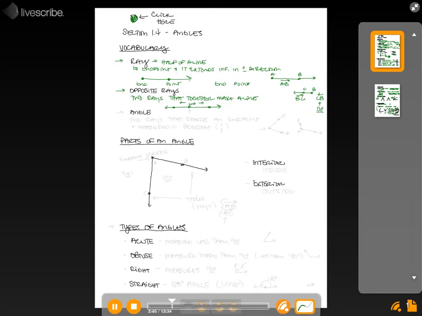Now, you can think of them as a straight line. That's one way to think about it. But notice that you can split it up into 2 separate rays. That's where we get the name opposite rays. They're going opposite directions, and you have 2 rays there.